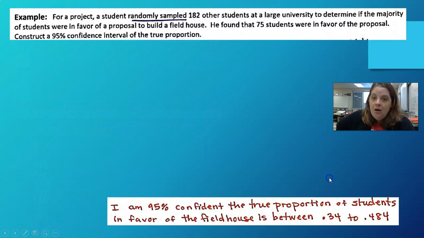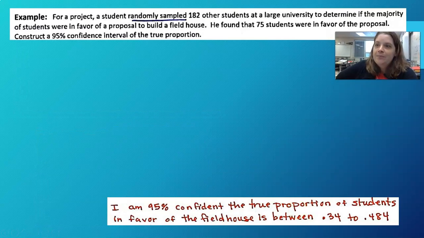Okay, all right, so let's do an example. Oh, and I've got the answer at the bottom due to my terrible PowerPoint skills. So for a project, a student randomly samples 182 other students at a large university to determine if the majority of students were in favor of the proposal to build a field house. He found that 75 students were in favor of the proposal. Construct a 95% confidence interval of the true proportion.